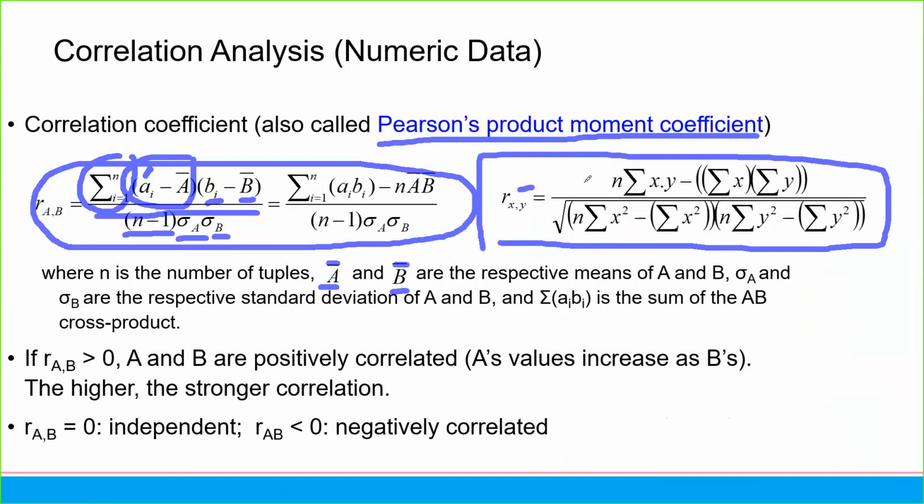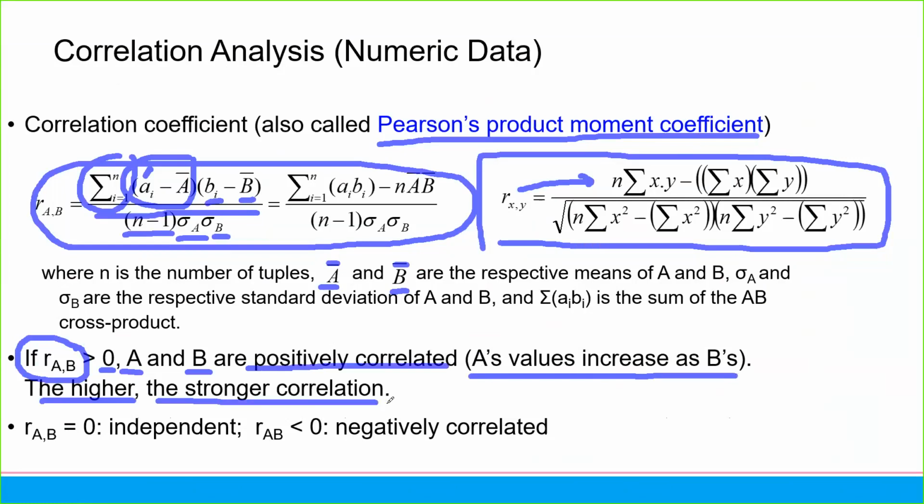Or we can have this formula, it will show the same. Usually we will show it in the formula as R. R represents the Pearson product moment coefficient. If it is higher than 0, so the two dimensions or the two tuples are positively correlated. It means when the A value increases, the B value also increases. The higher value is the stronger correlation.